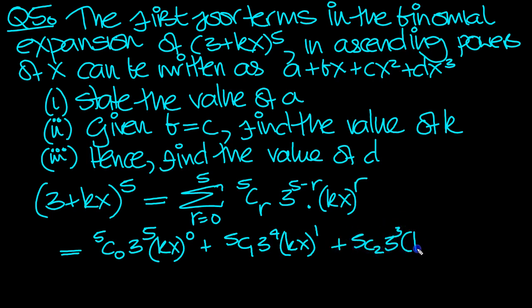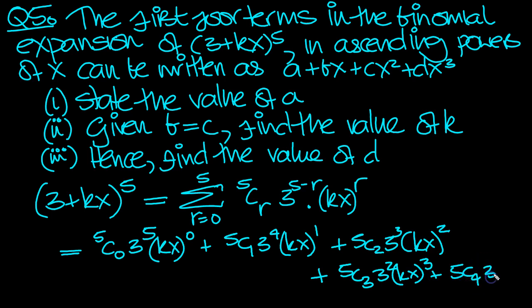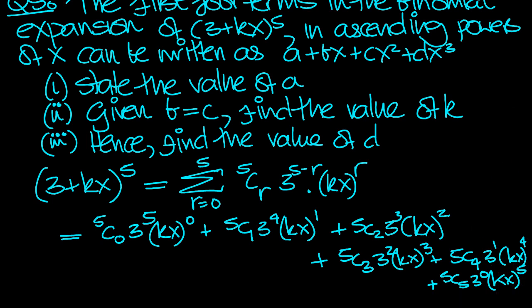3 cubed, kx squared, plus 5C3, 3 squared, kx cubed, plus 5C4, 3 to the 1 times kx to the 4, and then the last term, plus 5C5, 3 to the 0 times kx to the power 5. So there's our series then, written out long-windedly.